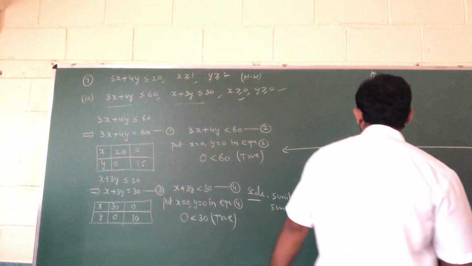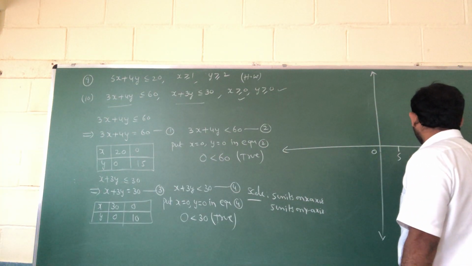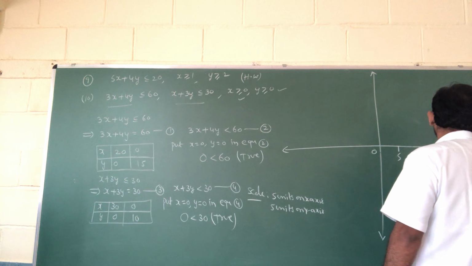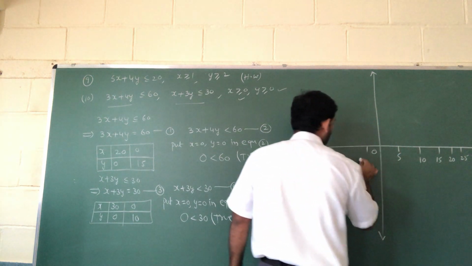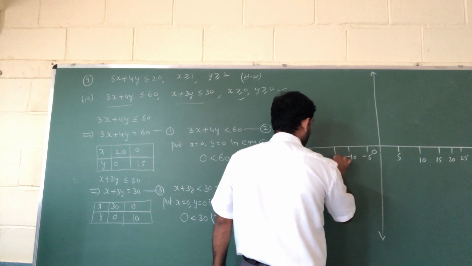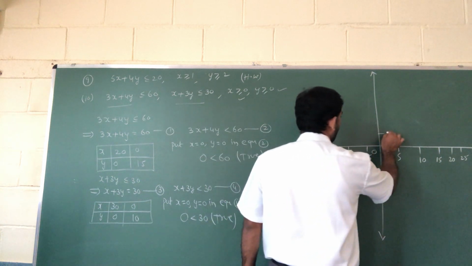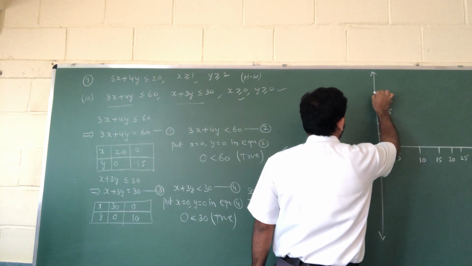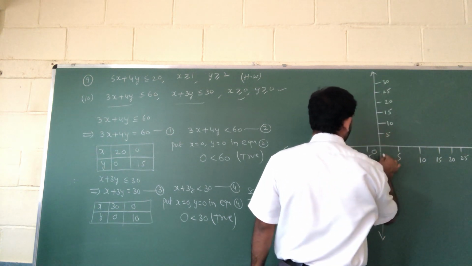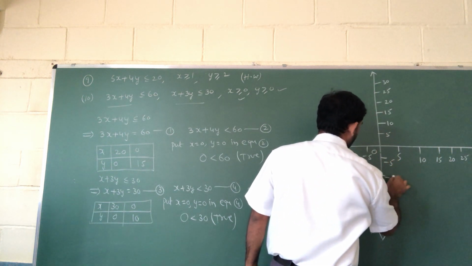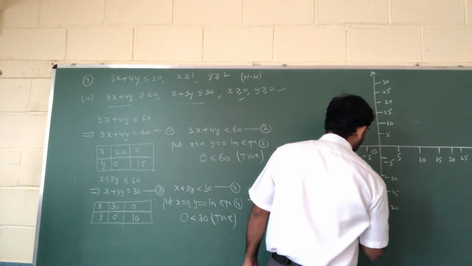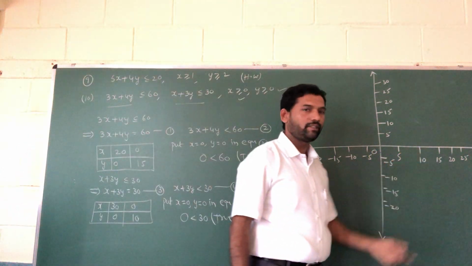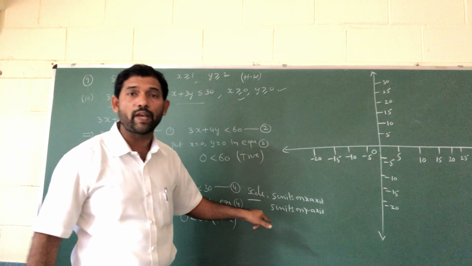That's why I will adjust it: 5, 10, 15, 20, 25, 30. Here -5, -10, -15, -20. Here 5, 10, 15, 20, 25, 30. Here -5, -10, -15, -20. So like that we have to take. Each length is 5, 10. That's why 5 units on x-axis, 5 units on y-axis.